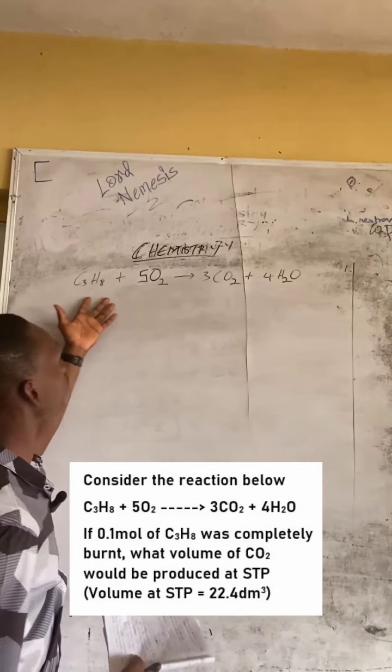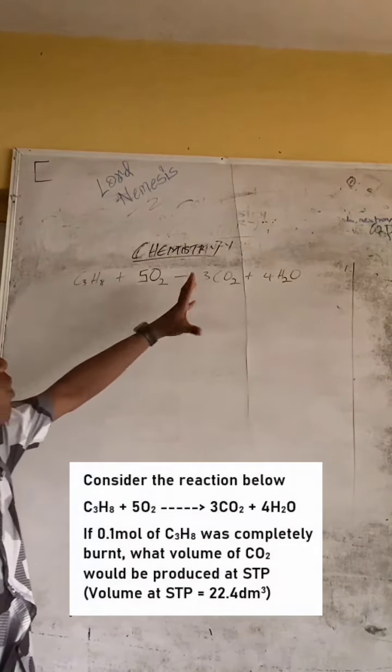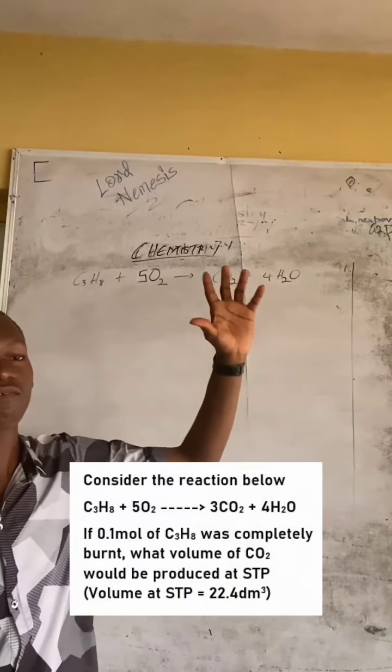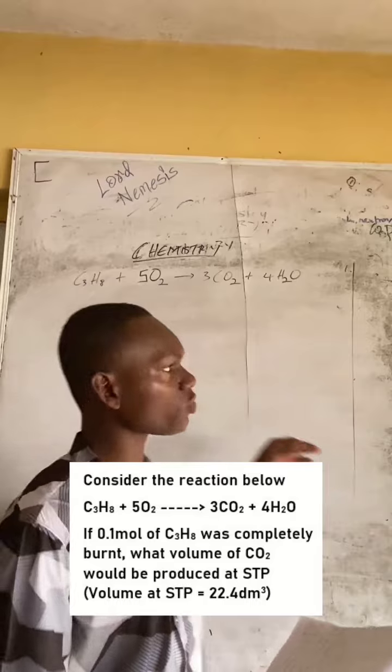Consider this equation on the board. Propane gas burning in oxygen gives us carbon dioxide and 4 molecules of water. All right, now what are we asked to use this equation for?